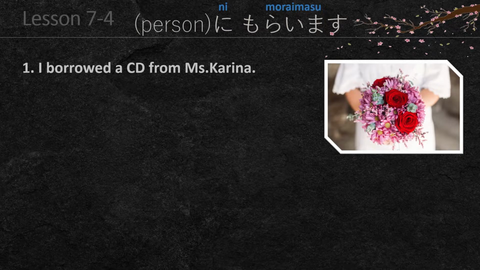Next we have person ni moraimasu. Moraimasu means to receive. Now, in grammar point 3, all of our verbs are verbs where the topic of the sentence was the doer of the action. Okay? So the topic gave something, or lent something, or taught something. In grammar point 4, all of the verbs are verbs where the topic is the receiver, or on the receiving end of the verb. Let's look at a few examples.